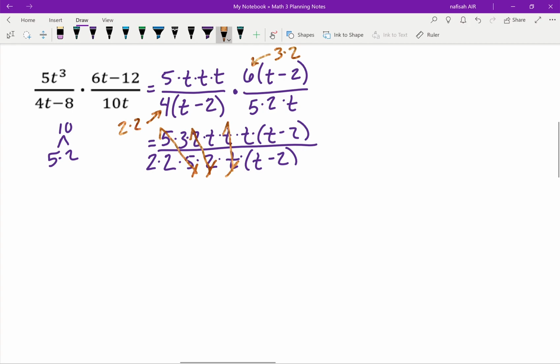Look, the parentheses, those factors are the same. So those turn into a 1. The same way that 5 divided by 5 is 1 and t divided by t is 1 is the same way that t minus 2 divided by t minus 2 is 1. I'm left with 3 times t divided by 2 times 2. That is it. So my answer would be 3t squared over 4.